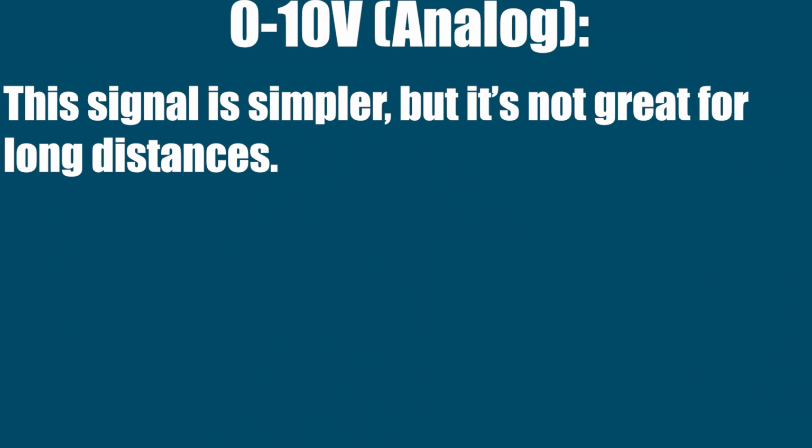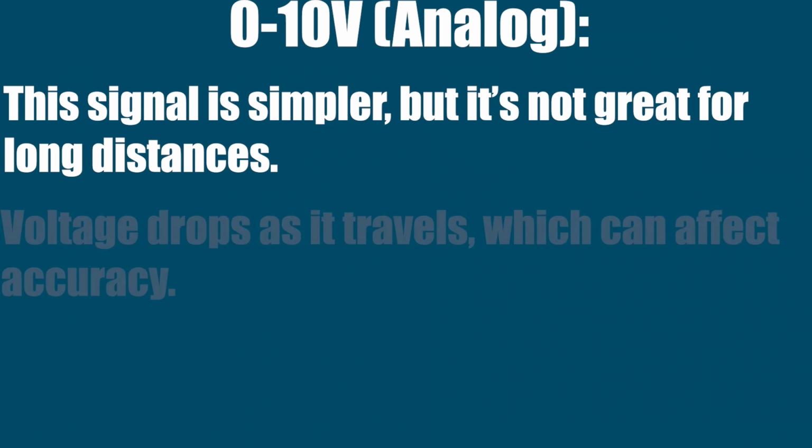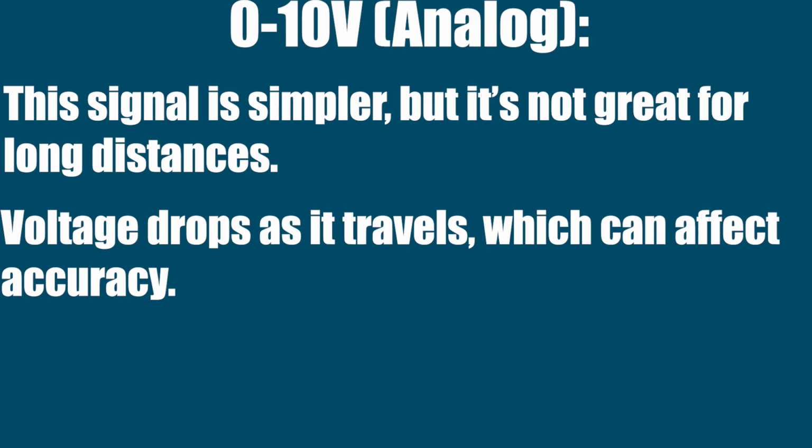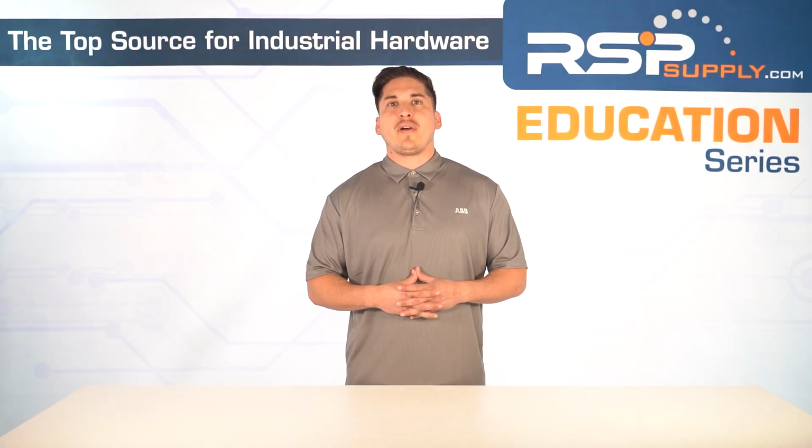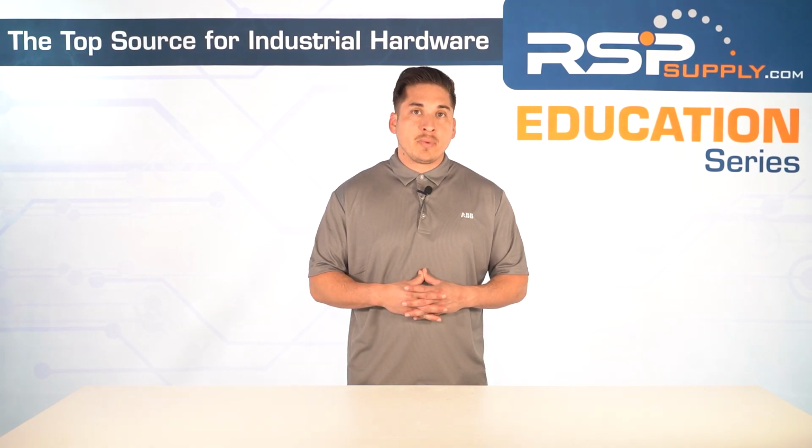Then you've got 0 to 10 volt analog. This signal is simpler, but it's not great for long distances. Voltage drops as it travels, which can affect accuracy. You'll see this used a lot in HVAC systems and building automation.